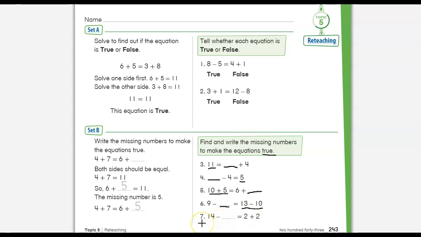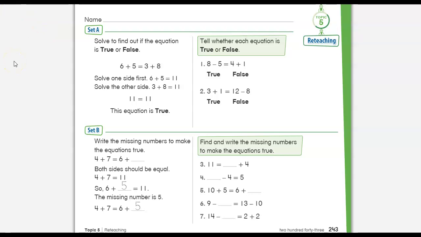And on number 7, we have 14 minus blank equals 2 plus 2. So just like we did on number 6, you want to solve this side of the equation first. That has the full equation. Find your answer. Then you would need to see 14 minus what number would give you the same answer you found on this side. Every equation has to be true, so there can only be one right answer.